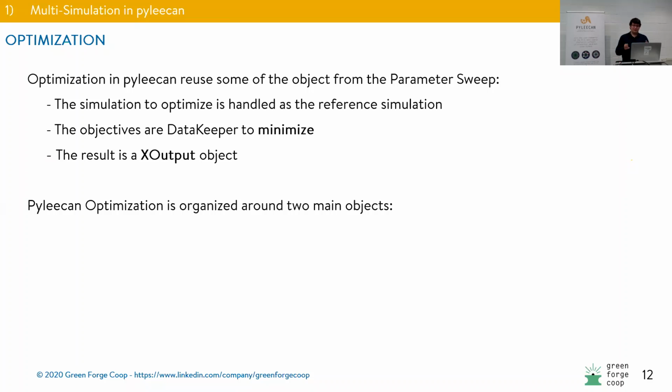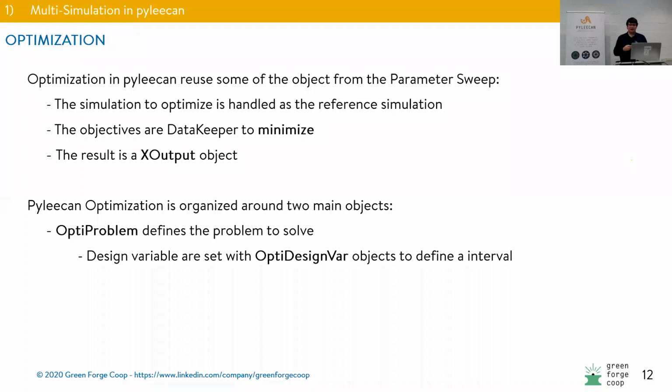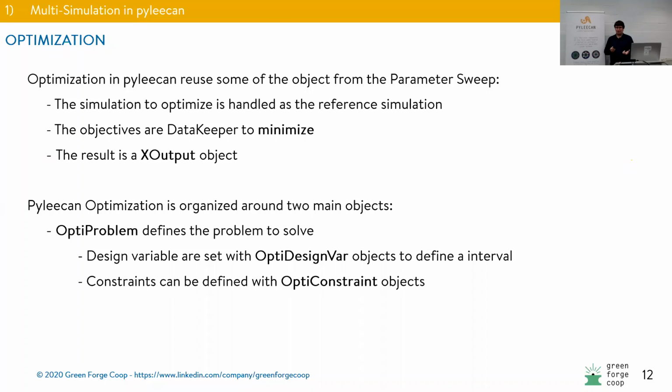And then the Pyleecan optimization is organized around two main objects. So we have OptiProblem. The idea is that there is an object that defines what is the problem to optimize in a more general way. So we have an object to define the design variable. I will come back to it a bit later. And we have another object to define the constraint. So you define everything in this object. And then we have another object that defines how to solve the problem.